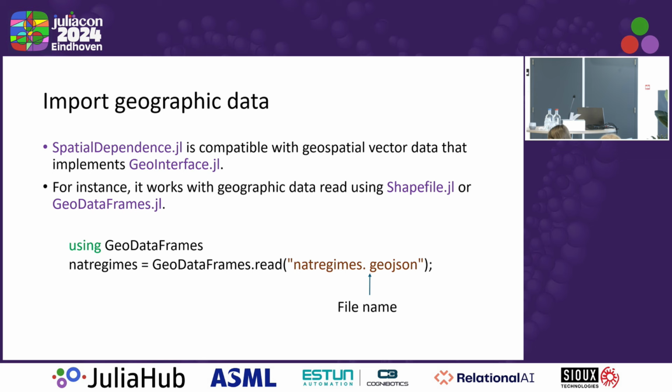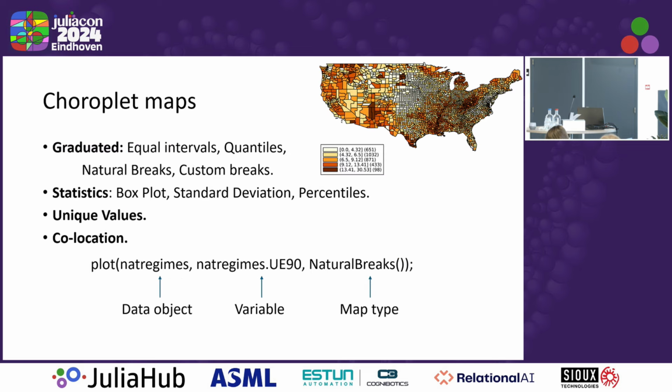So for importing data, here we take advantage of GeoInterface.jl, this interface for working with geographic data. In fact, thanks to this GeoInterface, we can read data from many Julia packages like Shapefile.jl or GeoDataFrames.jl. This is very easy. We just read the shapefile or the GeoDataFrame, and with a single command from GeoDataFrames, we can read our geographic data. And once we read this data, we are ready to use the SpatialDependence package.